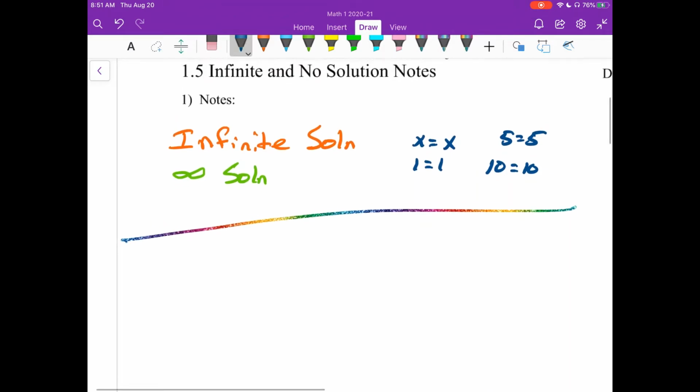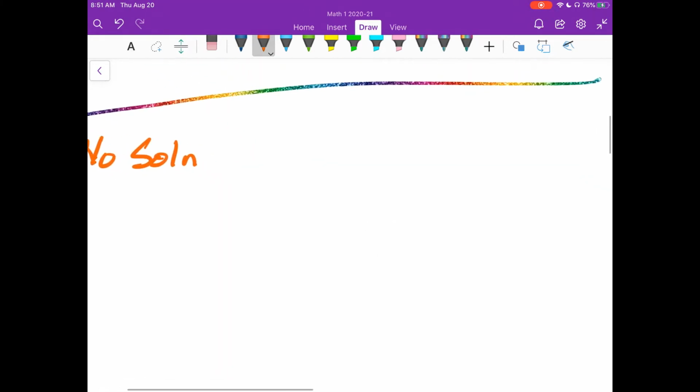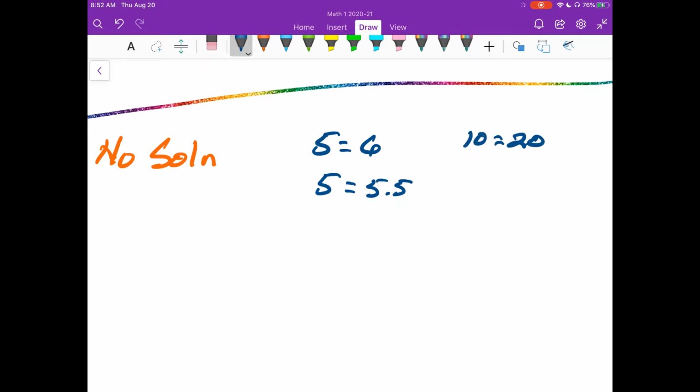And on the other hand, no solution happens if you find something where it says like 5 equals 6, or 5 equals 5.5, or 10 equals 20, right? Anytime you find something that just doesn't make sense, it's not right, it's never right, it couldn't be right, that's whenever you know that you have a no solution.